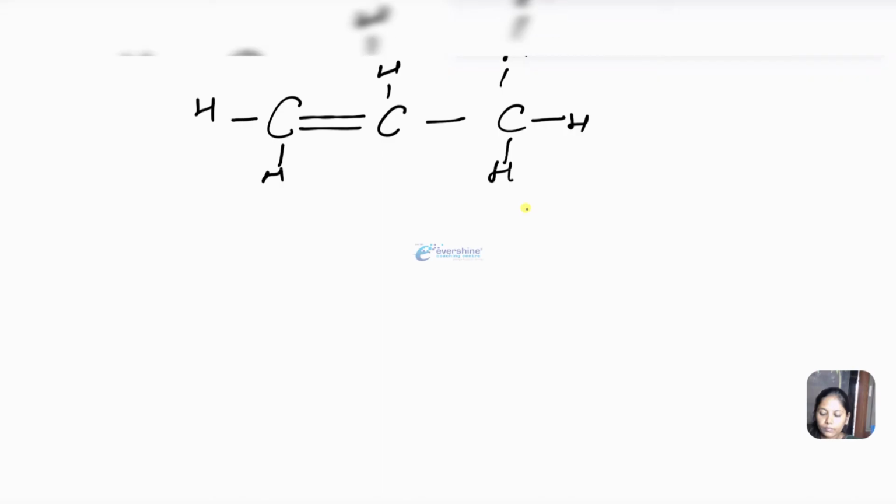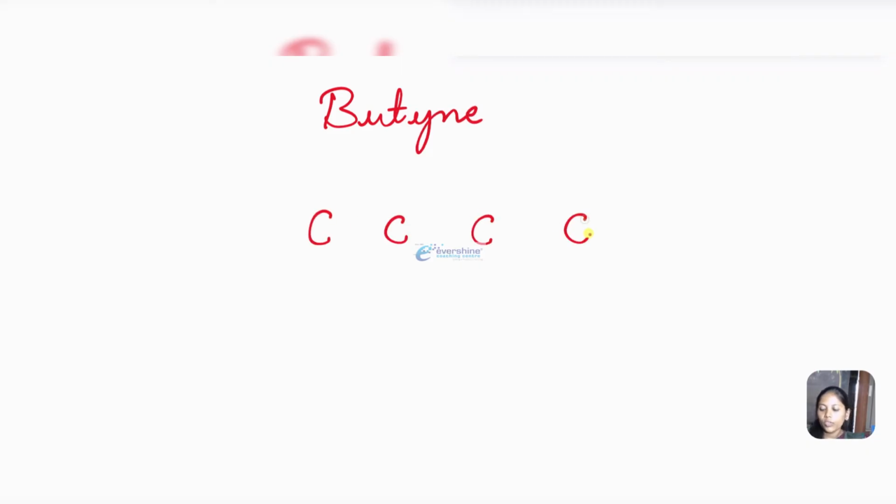Tell me how to write the structure of butane. You can use the formula also, but this is a simple and easy way to write. But means 4: 1, 2, 3, 4. Since you have the "yne" ending, what should you write? Triple bond at one place, and make it 4 carbons: 1, 2, 3, 4.